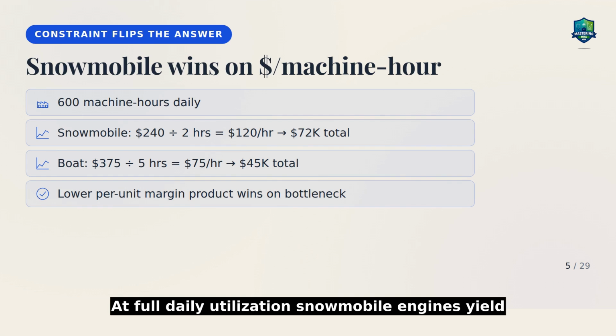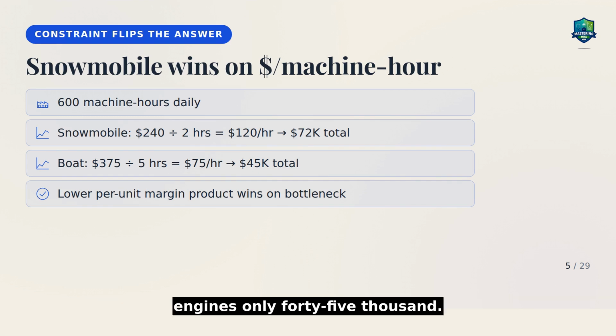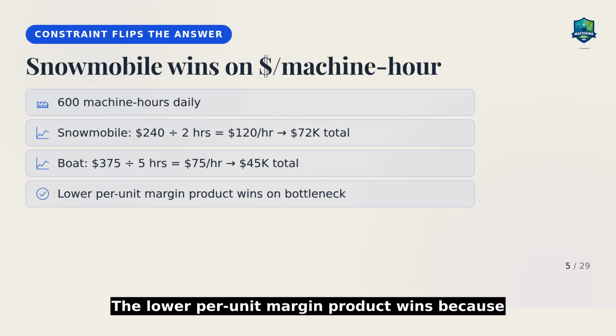At full daily utilization, snowmobile engines yield 72,000 in contribution margin. Boat engines only 45,000. The lower per unit margin product wins because it uses the bottleneck more efficiently.